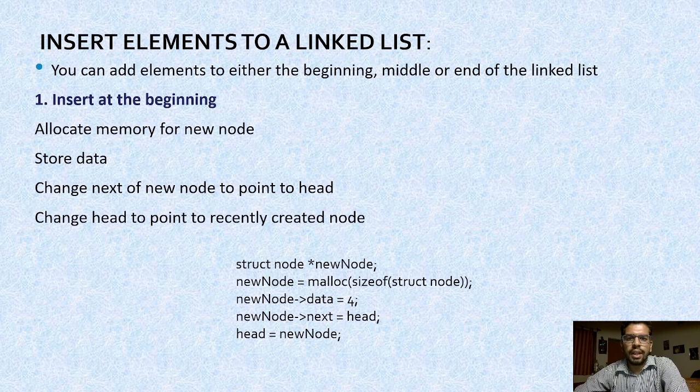Insert elements into a linked list. You can add elements to either the beginning, middle, or end of the linked list. Insert at the beginning: allocate memory for the new node, store the data, change next of the new node to point to head, and change head to point to the newly created node. A small program is displayed here.